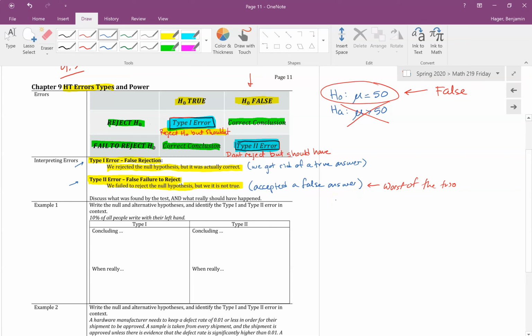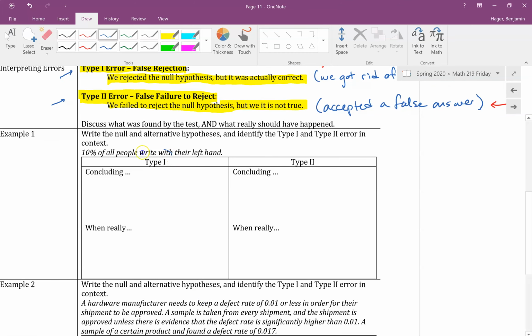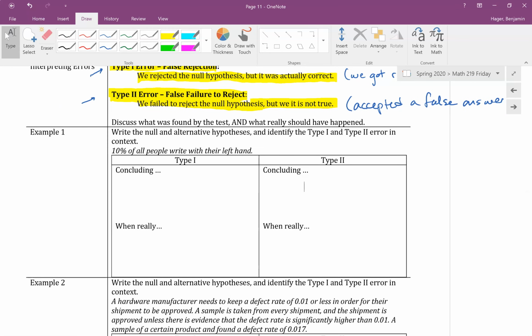If we're testing to see if some safety feature is reliable and it's not, but our test tells us that it is, that's a problem, right? So anyways, for the next 3 examples, this is a nice short, sweet video, they give us a statement. They want us to set up a null and alternative, and then write out what the 2 types of errors would look like under this scenario. So here, this first example says 10% of all people write with their left hand. If I needed to write a null and alternative to that, maybe I'll just come off to the side and do it.